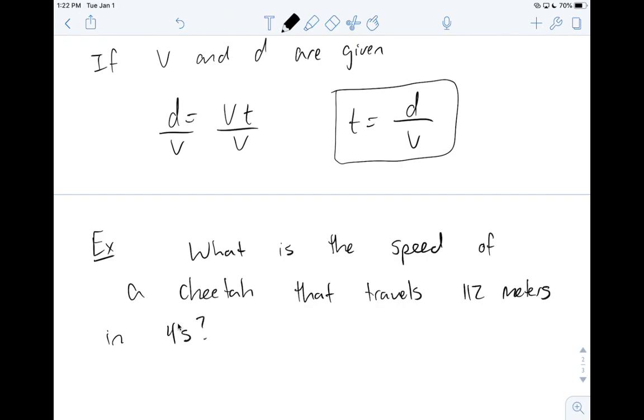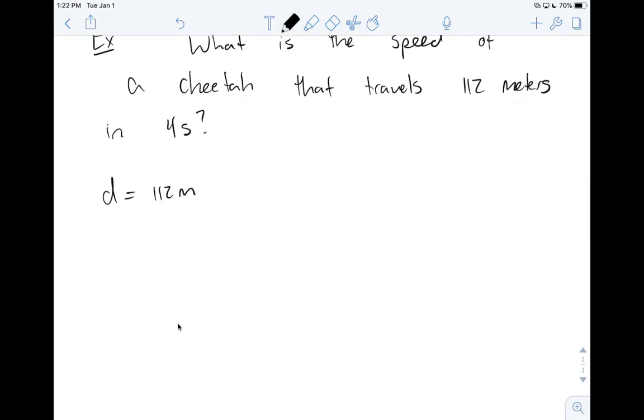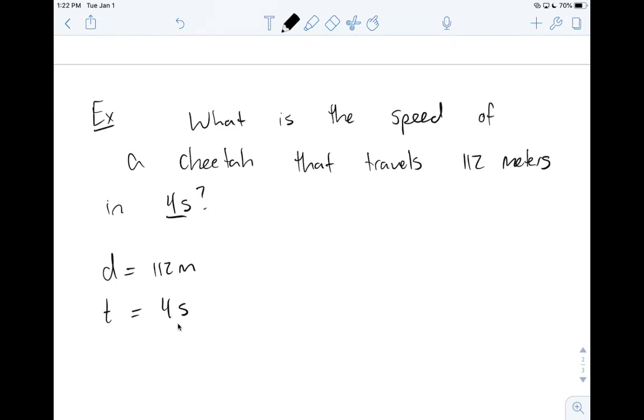Okay, the best way to do these problems is write down the things that you are given first. So what are we given here? We are given that the cheetah travels 112 meters, so that is our distance. Distance is 112 meters, and then we are also given a time. The cheetah travels that distance in 4 seconds, so time is equal to 4 seconds. And then what are they asking for? They're asking for the speed, so we want to know what the speed is.